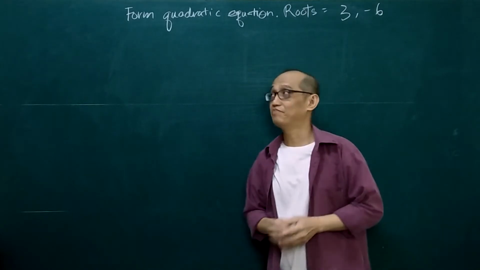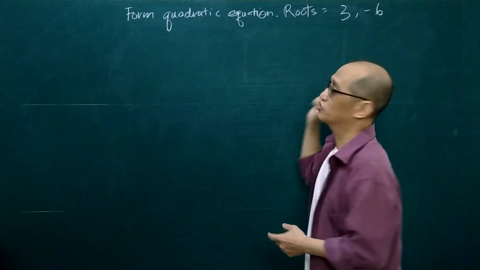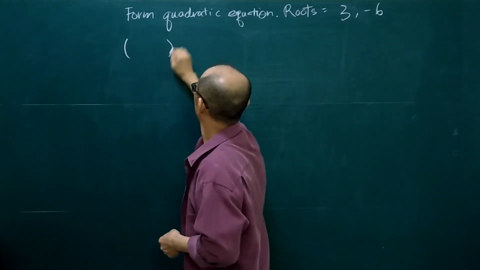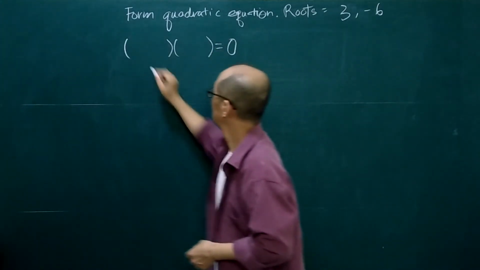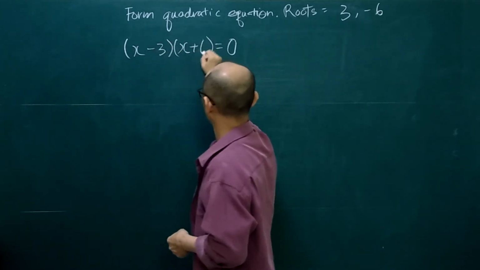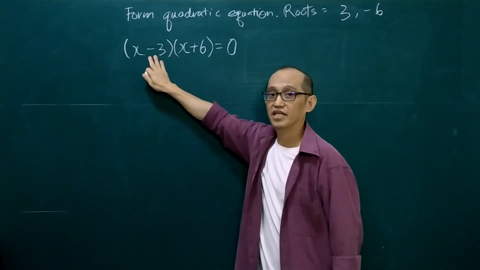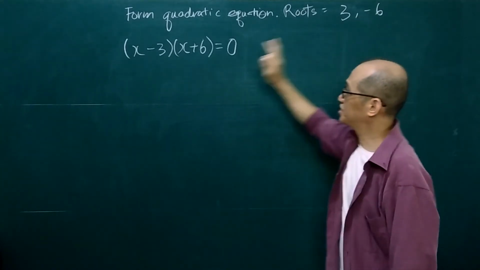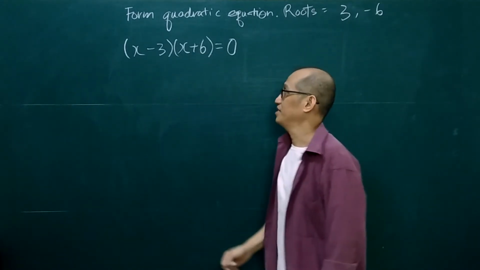Right, let's look at this question. Form a quadratic equation from roots 3 and negative 6. The first method is we are going to write this equation now. When the root is 3, here is negative 3. And when the root is negative 6, here is plus 6. And then we expand it.